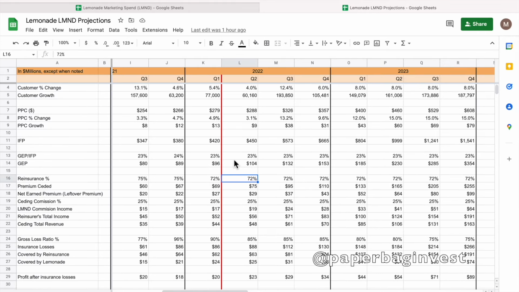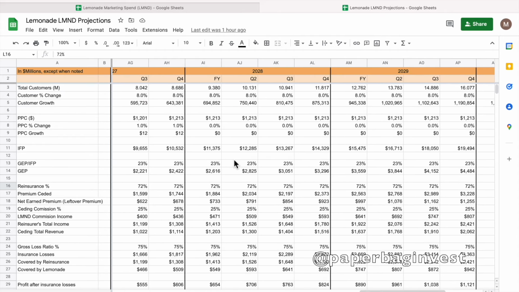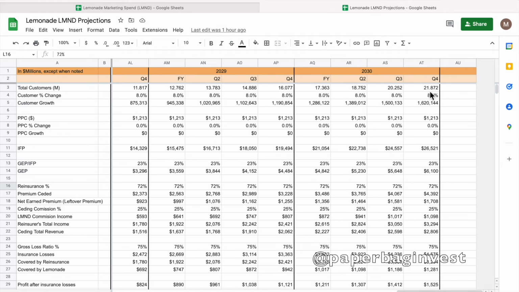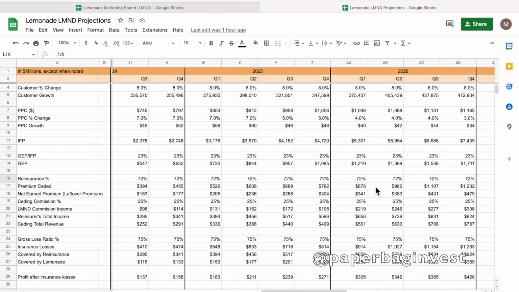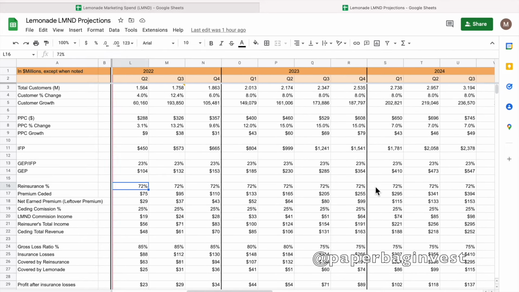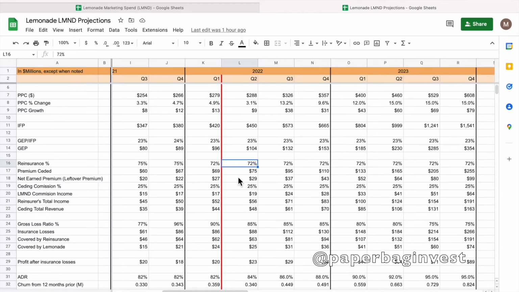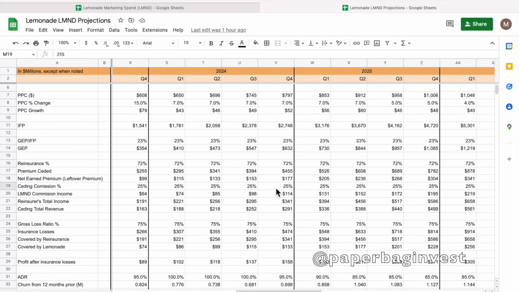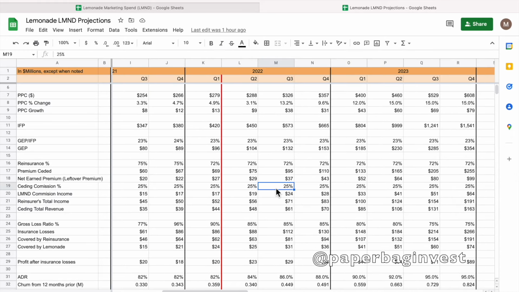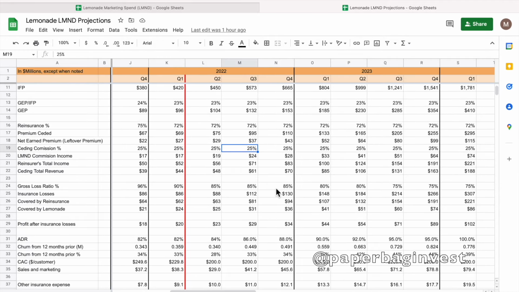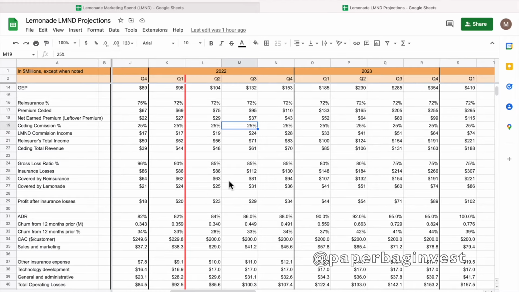And even at 2030, we're only talking 20 million customers. In theory, they could have significantly more customers than that if their product is superior, if their whole system is superior, continuing to grow into the future. So I've kept that 72% all the way through. And I've also kept the ceding commission at 25% all the way through. Again, those numbers could change. There are lots of levers here you could push up or down, and they really could affect this model. So again, it's still a work in progress, something that will be evolving over time.